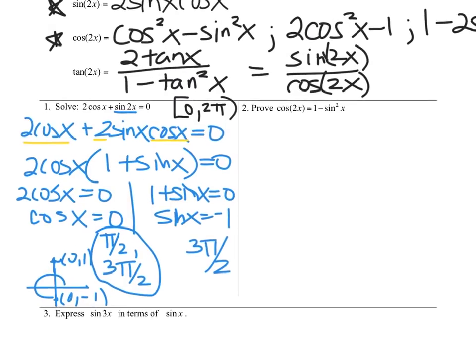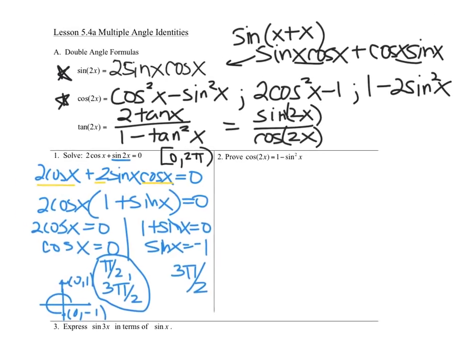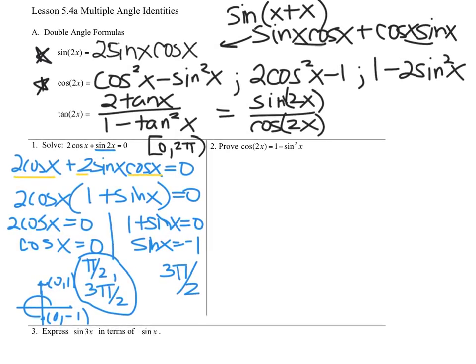Okay, Number 2, we're going to prove that cosine of 2x is equal to, and there's a typo here. This would be really hard to prove because it's actually not true.